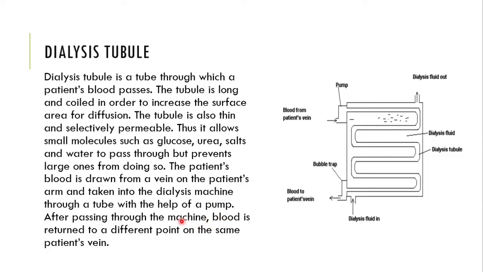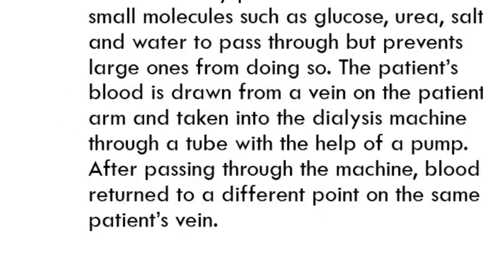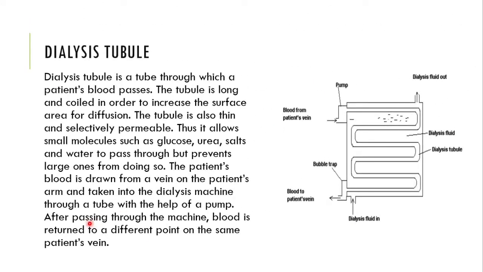After passing through the machine, blood is, let me just zoom in here, blood is returned to a different point on the same patient's vein. So at one point of a vein, blood is drawn from that vein, it goes into the dialysis machine, and then after excretion occurs, it's taken back at another point on the same vein. Are you following? That's what they are saying.